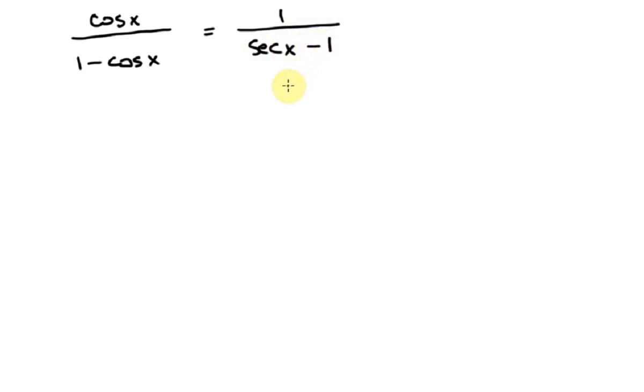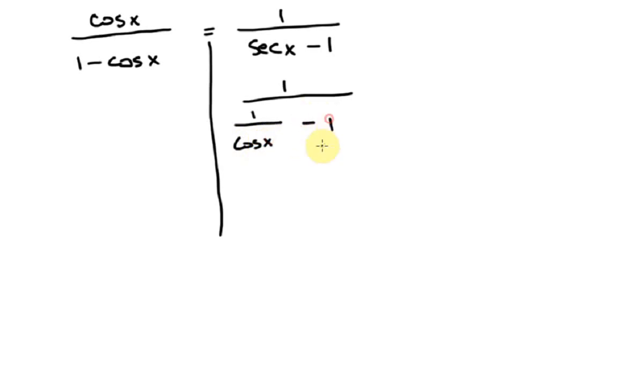All right, well, first tip that I gave you was try to convert everything down to sines and cosines. Well, the left side here is cosine, so that's pretty good. So let's leave that alone. What about the right side? Well, secant is the same thing as 1 over cosine. So that's the first thing I'm going to do is change that.